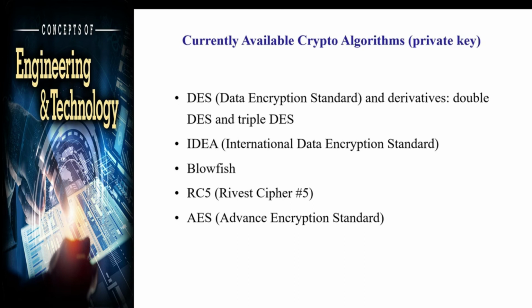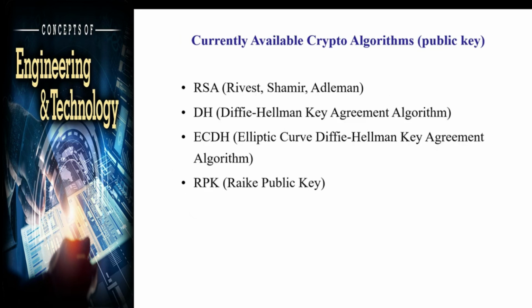We have different crypto algorithms. For the private key, we have the Data Encryption Standard, double DES, and triple DES. These are the available algorithms for the private key, just to give you the information. For the public key, we have RSA, DH, ECDH, RPK, and others. These are the algorithms available to create the public key as well as the private key.